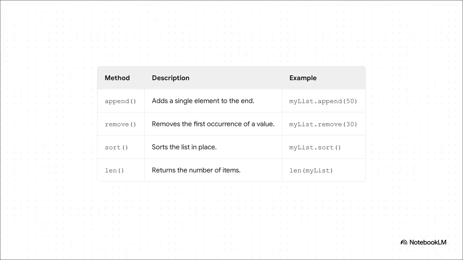Honestly, there are tons of these operations, but let's just focus on 4 essentials that you are going to use all the time. Want to add something new to the very end of your list? That's .append. Need to get rid of an item? Use .remove. Want to organize your list, say alphabetically or numerically? .sort does it right in place. And if you just need to know how many things are in your list, the len function is your best friend.